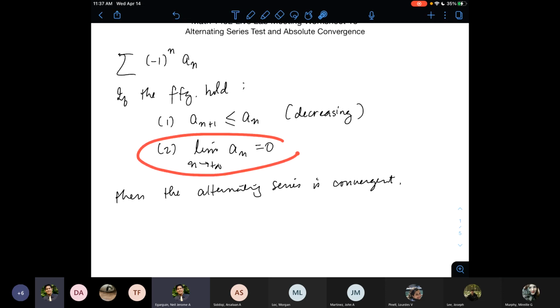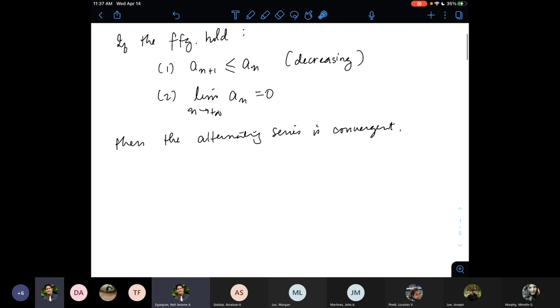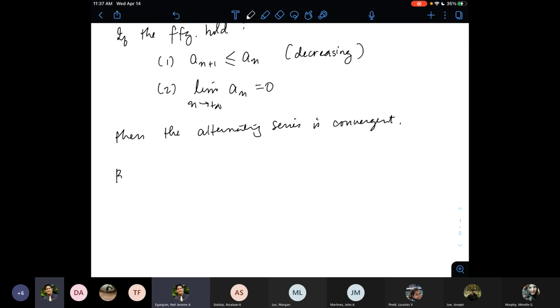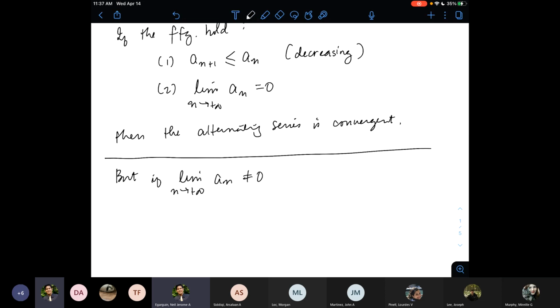I guess most of the time this one is easier to see. So I suggest you try to take the limit first and then go on with the test for decreasing terms, because for complicated series, condition 1 is harder to check, right? But what happens if the limit is not equal to 0? Just a quick note: if the limit of a sub n as n approaches infinity is not equal to 0, then you can conclude that the series is divergent, not by the AST, but by the basic test for divergence.